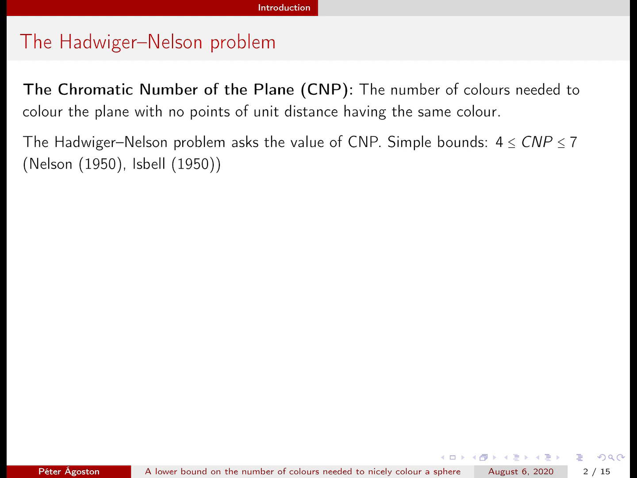Until recently, the best known lower bound was 4, while the best known upper bound was 7. The lower bound was first obtained by Nelson, who first formulated the problem, but probably the most simple way to prove it is via the so-called Moser spindle, a graph discovered by the Moser brothers shown in the image on the left, which can be embedded into the plane with all of its neighboring pairs of vertices having distance 1 and has a chromatic number of 4.